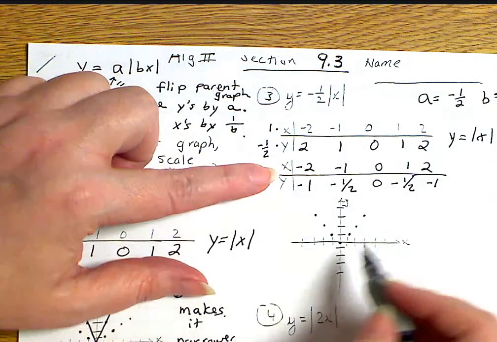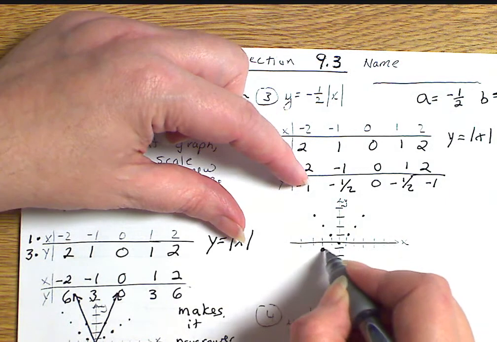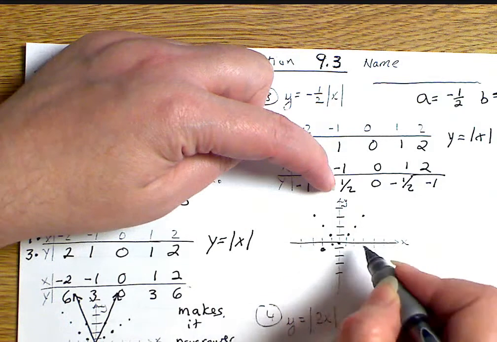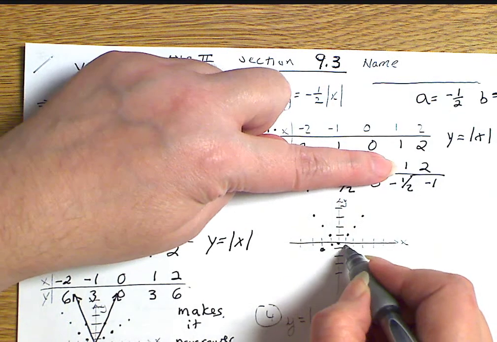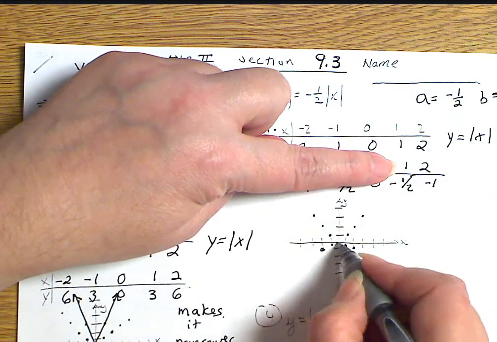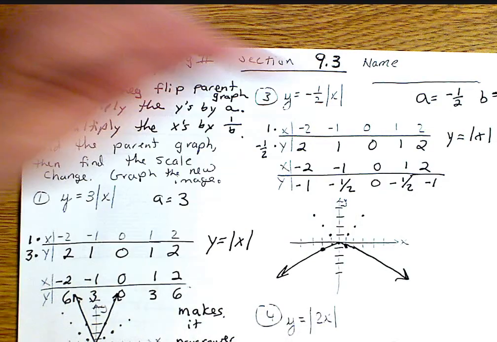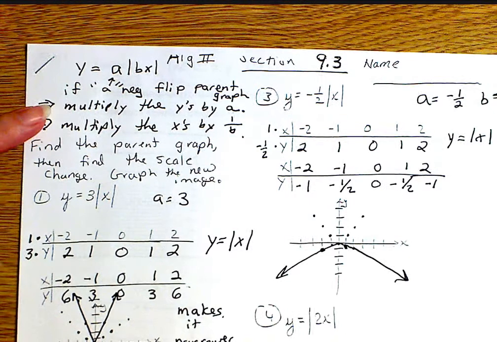So negative 2, negative 1, negative 1, negative 1/2, 0, 0, 1, negative 1/2, and 2, negative 1. Flipped and wider.